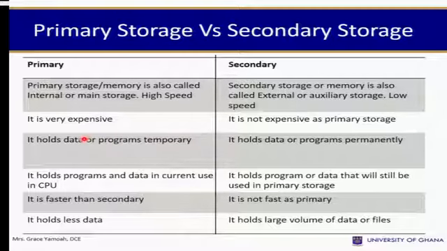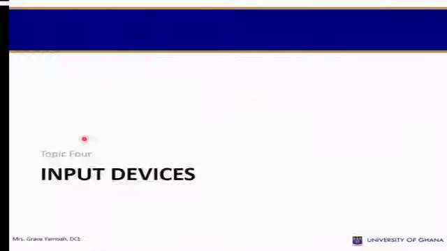Primary storage holds programs and data in current use in the CPU. It holds programs or data that will still be used in primary storage. Primary storage is faster than secondary storage. Secondary storage is not as fast as compared to primary storage. Primary storage holds less data. Secondary storage holds a large volume of data.